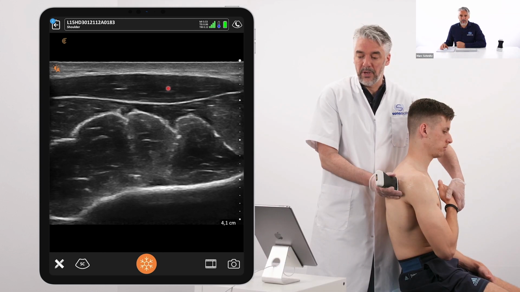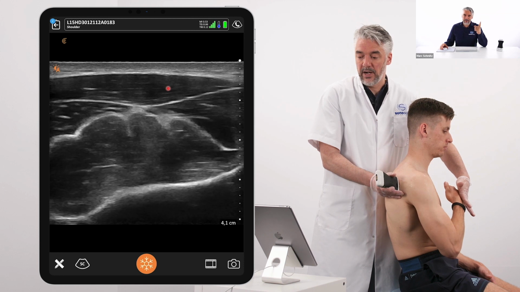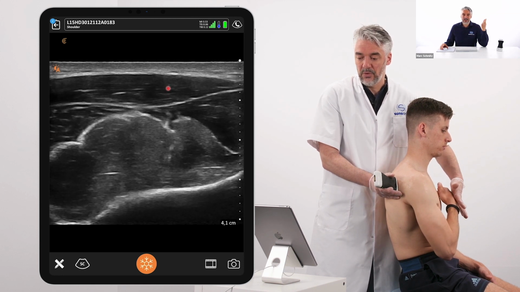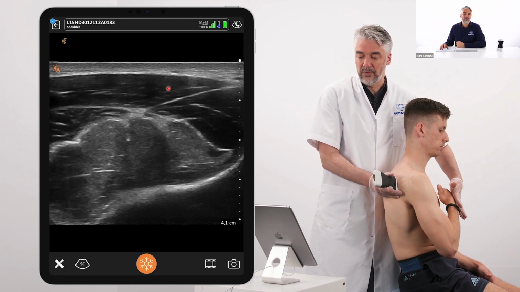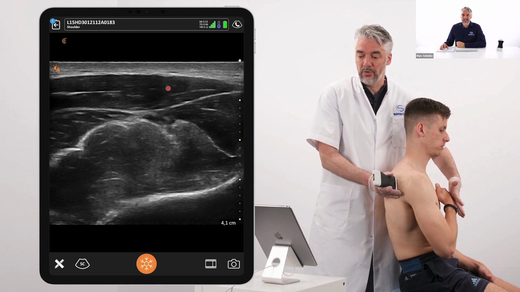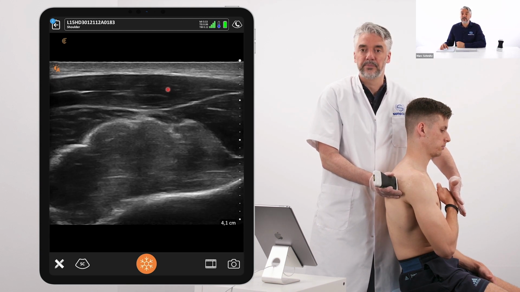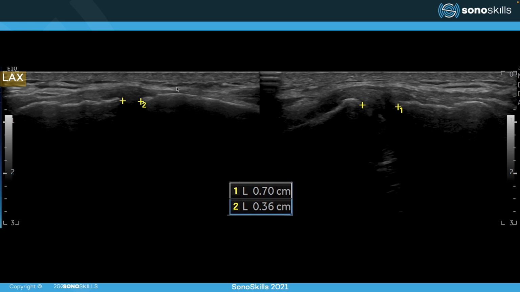And which muscle is this with the infraspinatus? Do you know? Think for a second. 1, 2, 3. What was it? The trapezius? No, it wasn't. It was the deltoid muscle. So different location, different muscle, but the concept of having similar echogenicity is the same.